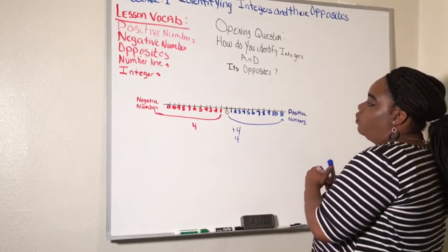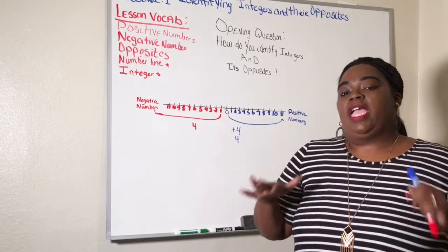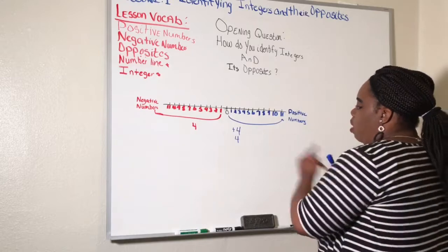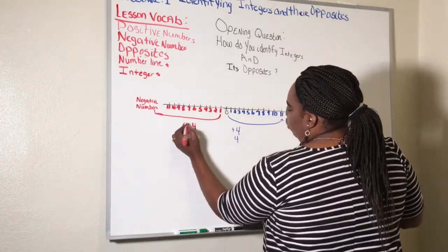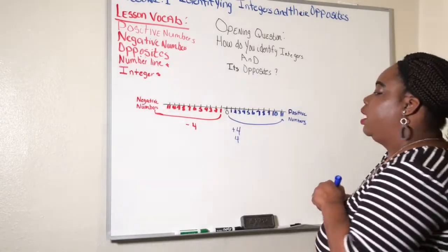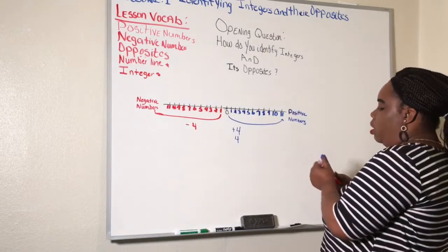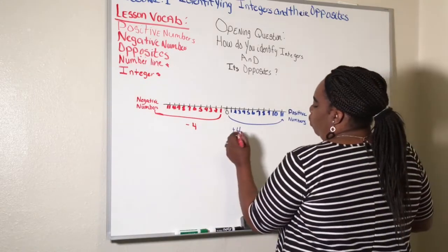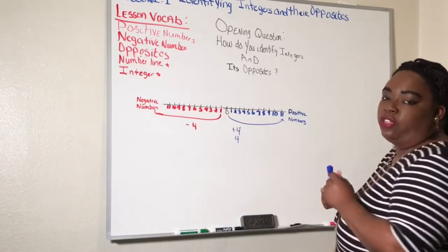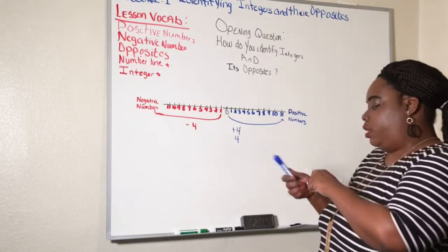Now, negative numbers are numbers that are less than 0. Negative numbers must always be written with a negative sign, or a minus sign, or a subtraction sign, whatever you guys call it at this time, but this is a negative sign. Okay? So we have negative 4 and positive 4. These two are opposites of each other because they are the same distance from 0 on a number line.